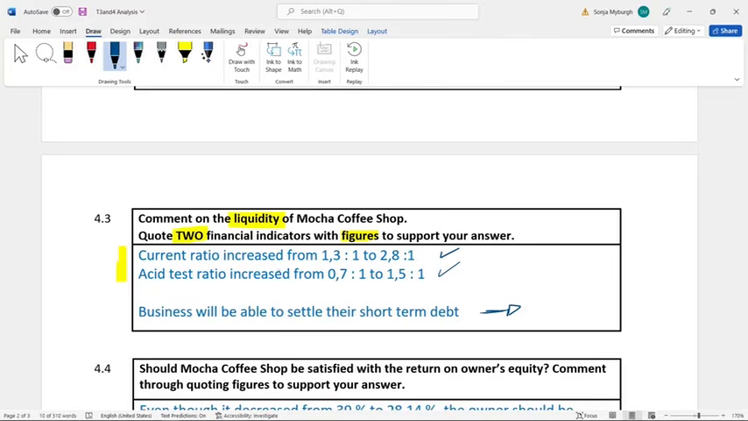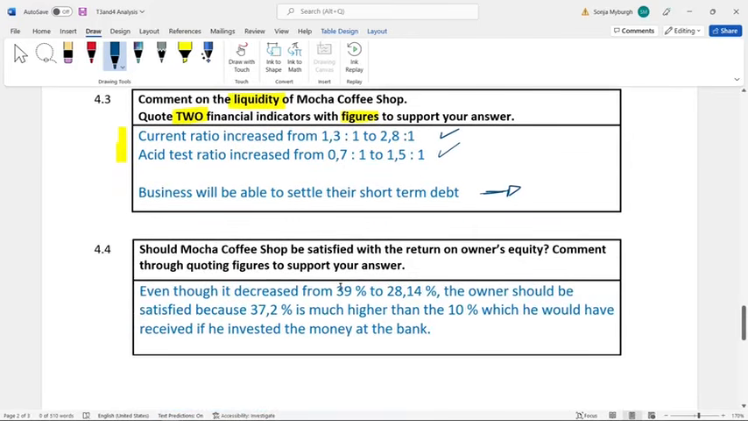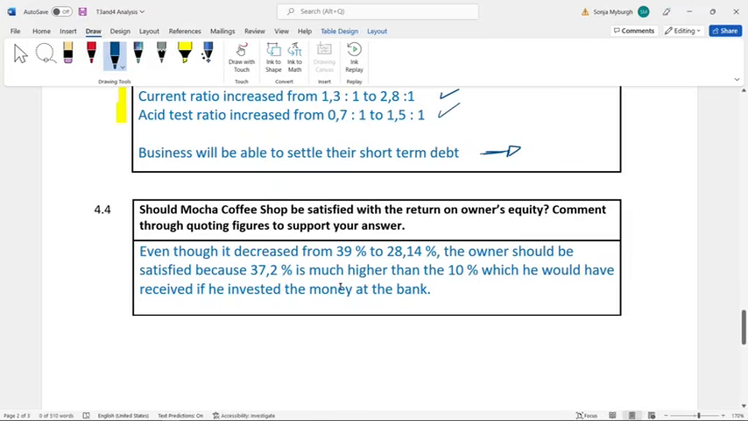Remember also on the formula sheet, they won't say current ratio. There will just be current assets towards current liabilities. That's all that they give you. You must know which indicator refers to which calculation. And then the last question, they ask you if Mocha Coffee Shop must be satisfied with the return on owner's equity. Comment through quoting figures to support your answer.